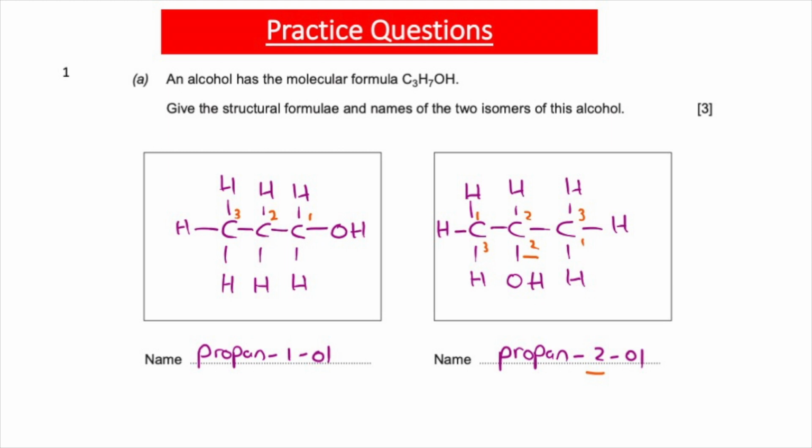Now I just want to point out one more thing here. Now the molecular formula is simply the number of carbons, hydrogens and oxygens present. Now the reason in this question they've said C3H7OH instead of C3H8O is they're trying to help you to remember that alcohols have OH groups. That's why they've written it in that way.